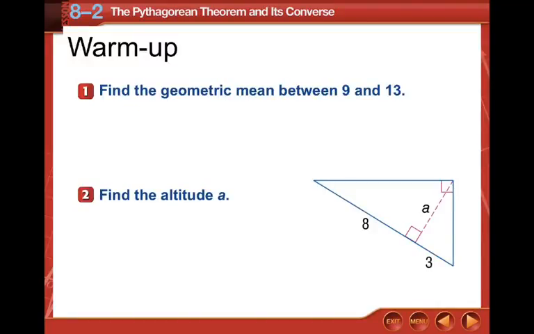Okay, so here's our next notes. This is all about Pythagorean theorem and its converse. Should be a review from middle school, but a little bit extra on top of it. So still pretty easy though. So let's get this warm-up done.